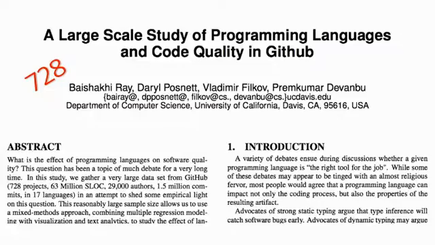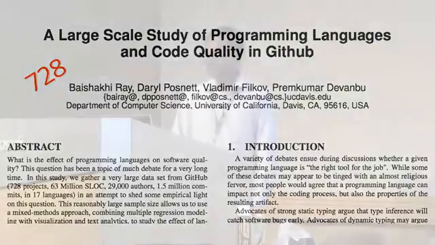Baishakhi and her colleagues had this paper in FSE 2013, I think, on whether you should be using static typing or dynamic typing. It was a very controversial paper as well. And they used 700 repositories. Before that, there weren't many studies that used that many repositories to answer these kinds of questions, right?